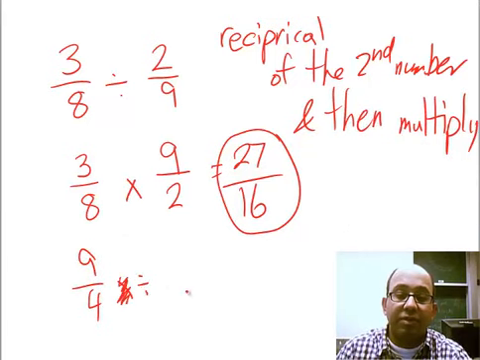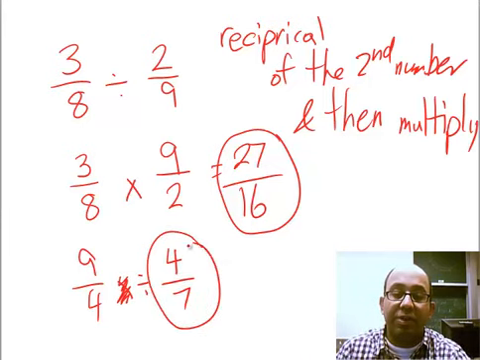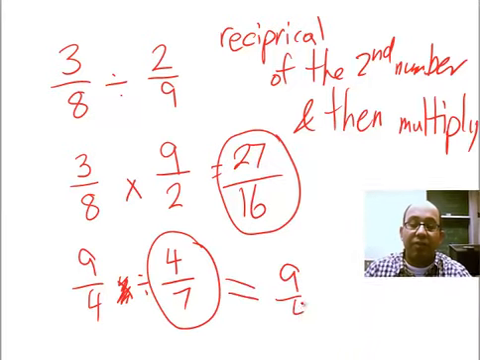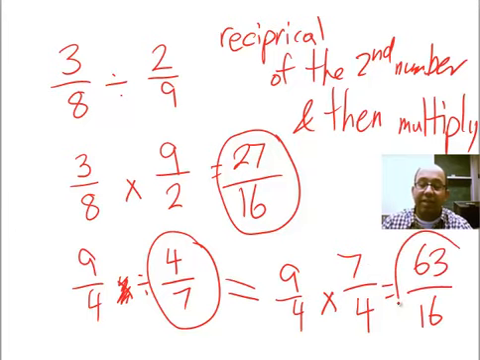9/4 divided by 4/7. So now you can take the reciprocal of the second number. So you do 9/4 times 7/4. 9 times 7 is 63. 4 times 4 is 16. And there's your answer. Okay?